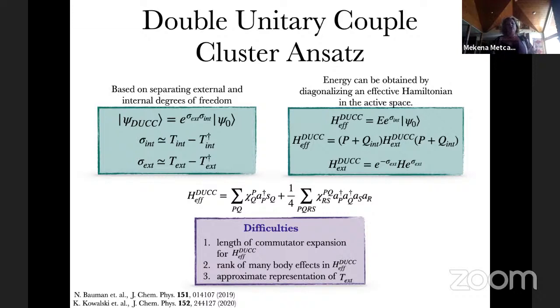How do we include the many-body effects in this DUCC Hamiltonian? And what is the approximate representation of the external coupled cluster amplitudes? I could also refer you to some previous publications by our collaborators outlining the theory behind DUCC. But where we're really interested is in seeing how we can use DUCC with variational algorithms.